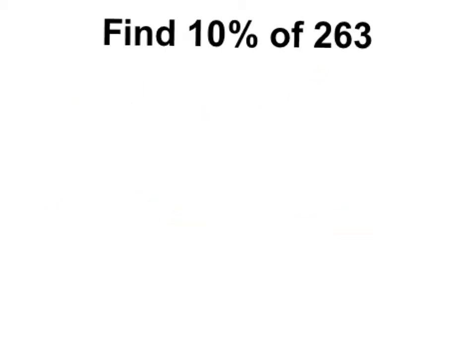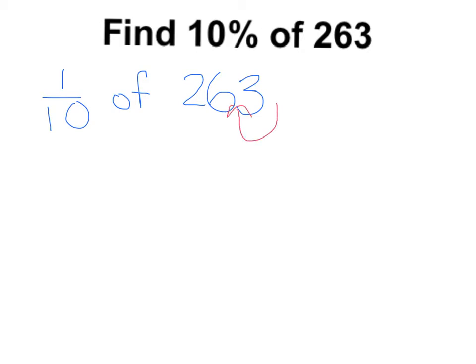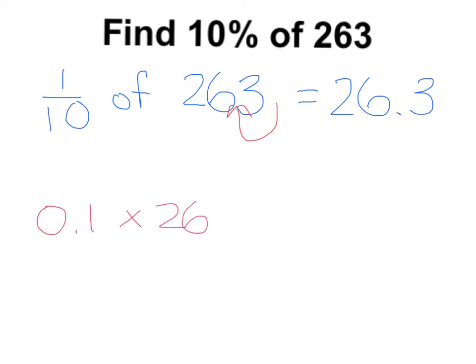I want to find 10% of 263. So 10% as a fraction is 1/10 of 263. When I'm finding 1/10 of a number, or 10%, I'm jumping to the left once. So that would make my decimal land in between the 6 and the 3. So 1/10 of 263 is 26 and 3/10. Checking that with a calculator, 1/10 times 263 is 26 and 3/10.